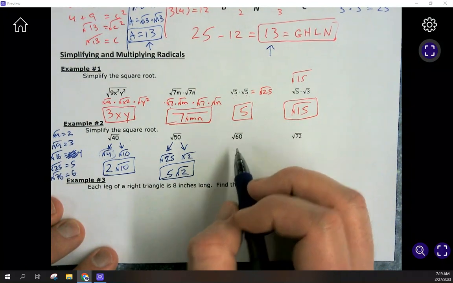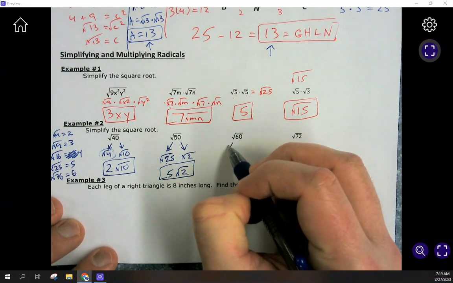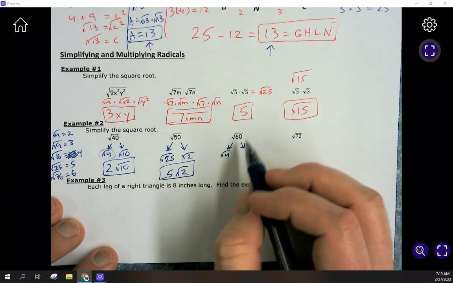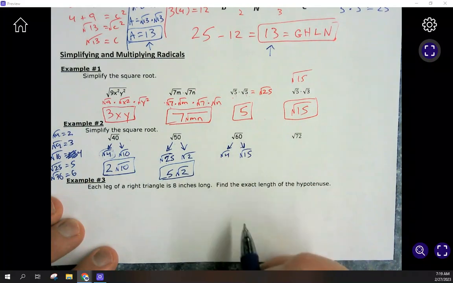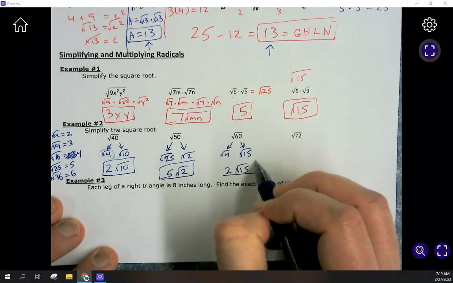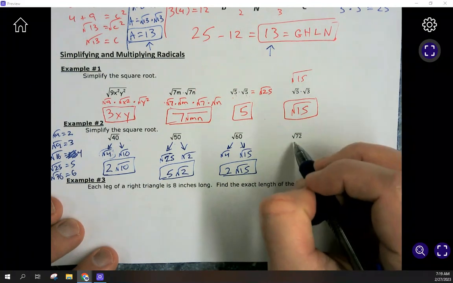60. Okay, you look over here. What goes into 60? And 4 is going to be what goes into it. So square root of 4, you could do 60 divided by 4 to get 15. Figure out what it is. 4 times 15 is 60. So this becomes 2 square root of 15.